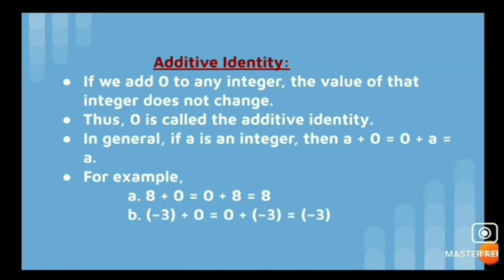Next one is additive identity. If we add 0 to any integer, the value of that integer does not change. So that's why 0 is called additive identity. If you are adding any number with 0, you will get the same number as the answer. For example, 8 plus 0 is equal to 8, minus 3 plus 0 is equal to minus 3. Thus, 0 is called the additive identity.